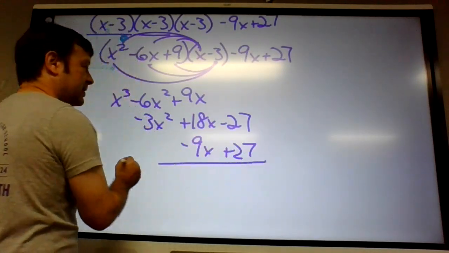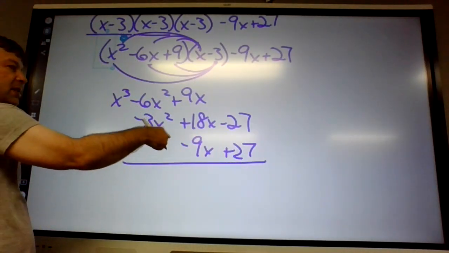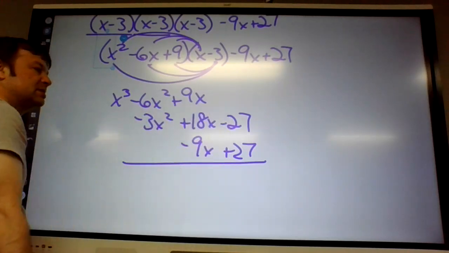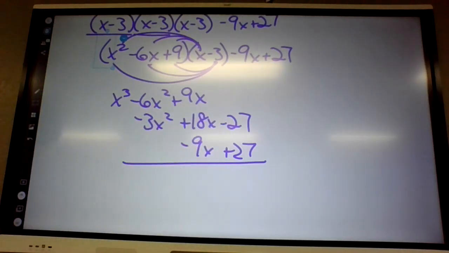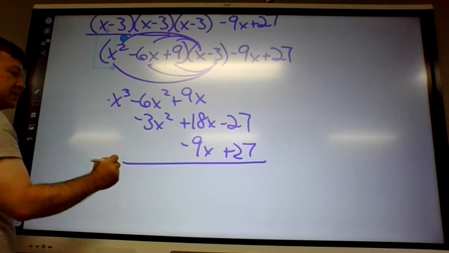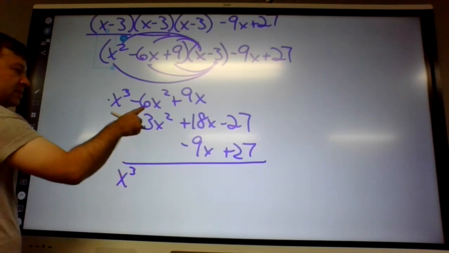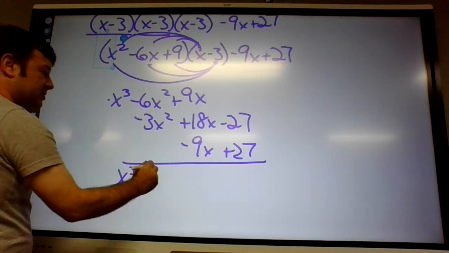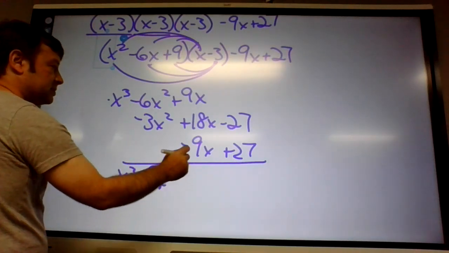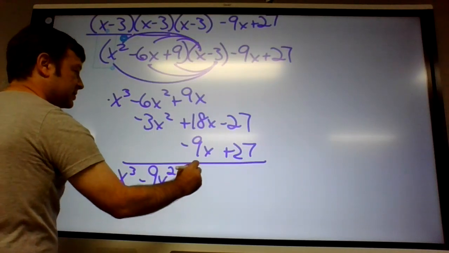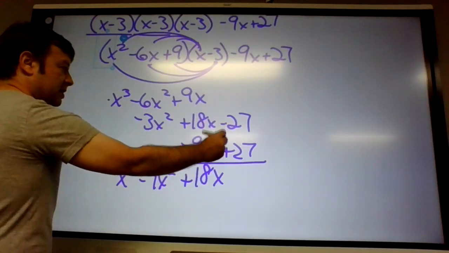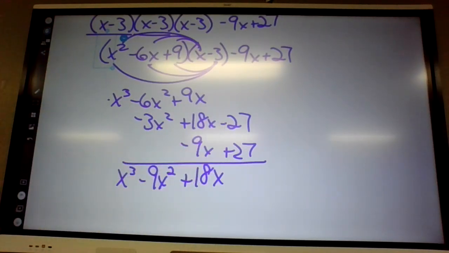So I kind of lined it up in a way so that my like terms are stacked. So we got x cubed minus 9x squared plus 18x, and then the minus 27 plus 27 cancels out.